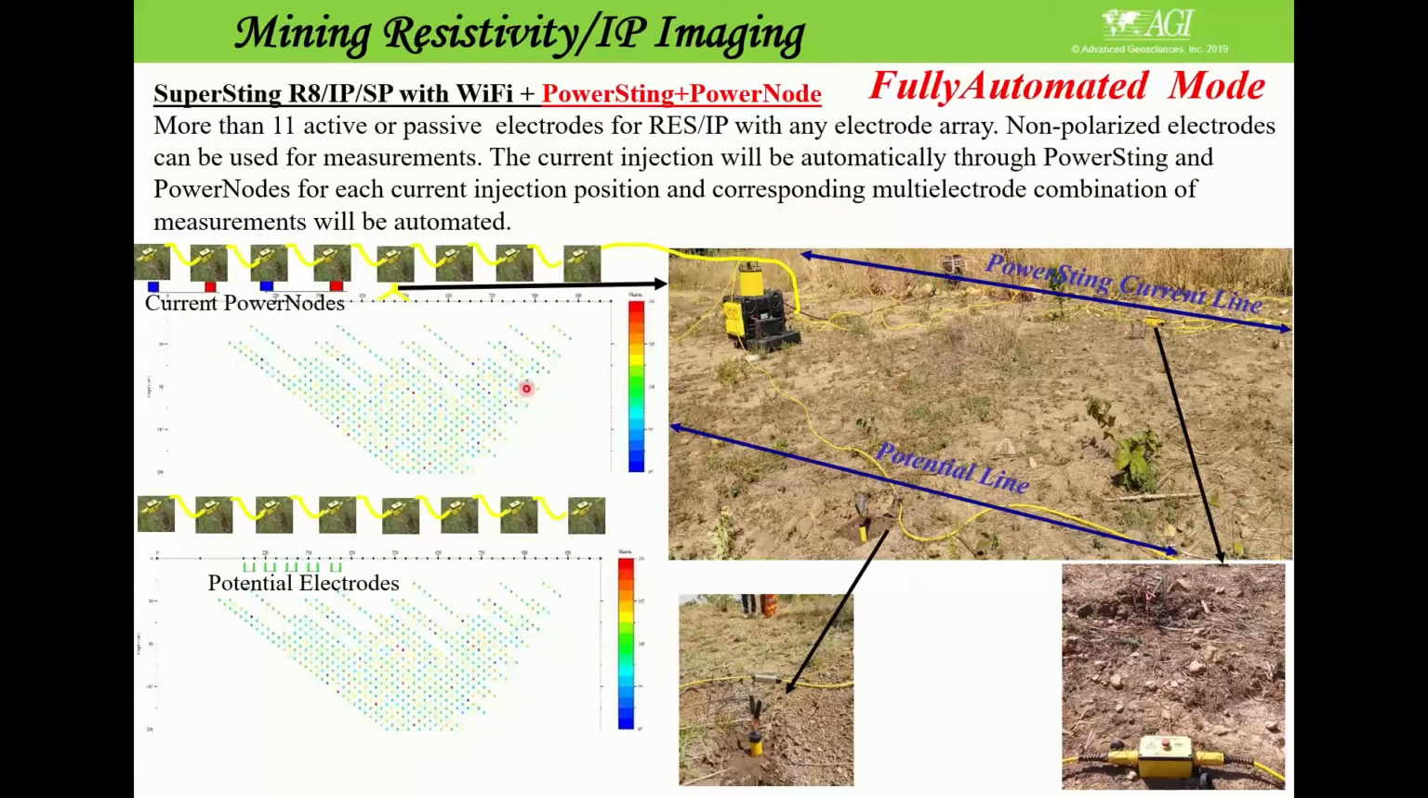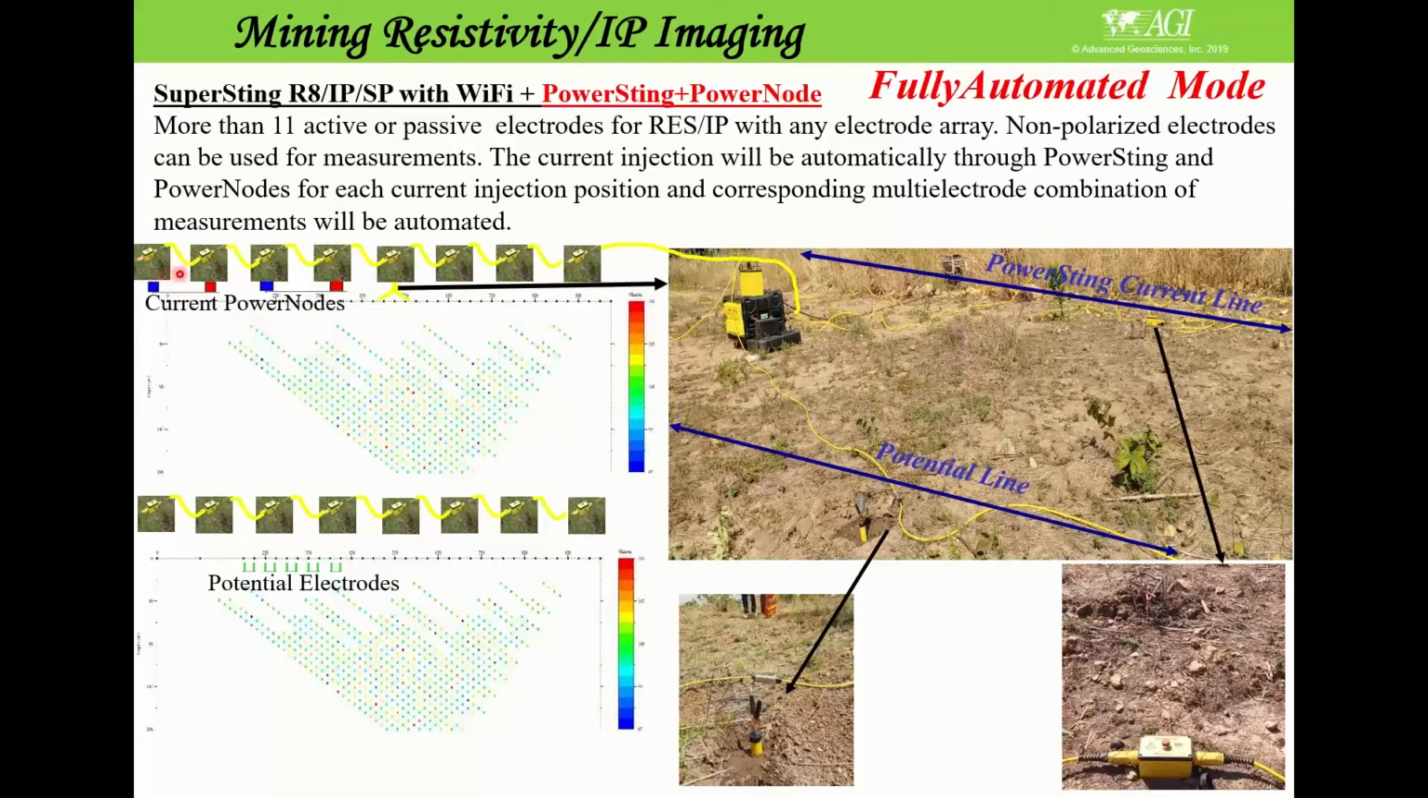Here is an example showing an 84 electrode system, but here you don't need 84 power nodes. Typically a quarter of the number of electrodes, that number of power nodes, will be reasonable. But if you have more than 11 power nodes, you can still do this kind of survey nicely. Here's one design, and I did it for one of my clients in Africa.